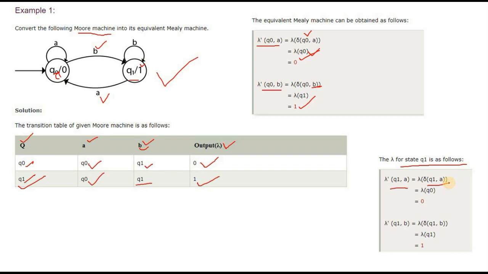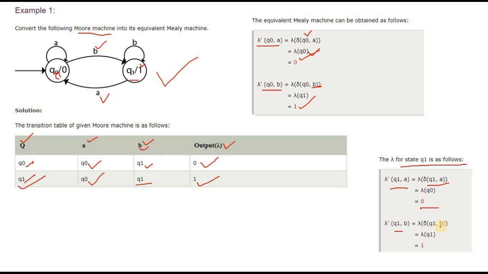So now Q1 comma A, Q1 comma A. So delta of Q1 comma A means Q0. So what would be the remaining answer? In such a case, Q0 will be the answer. Even though it is Q1 comma Q0, the output would be Q0. That's why it's 0. And coming to lambda dash of Q1 comma B, lambda of delta of Q1 comma B.